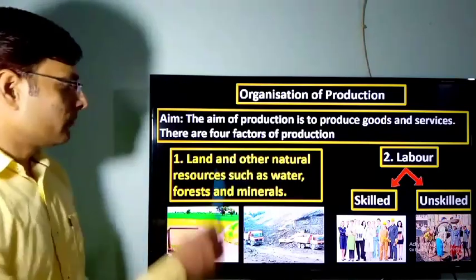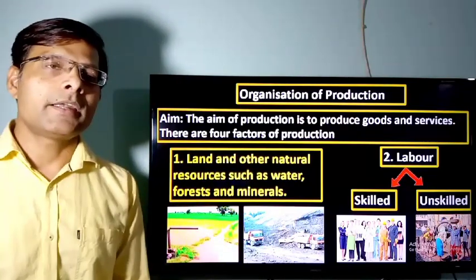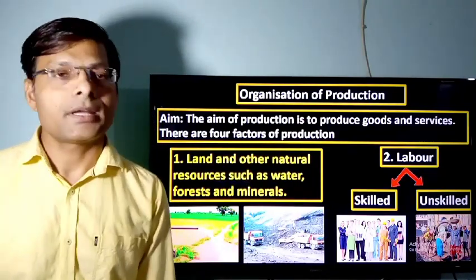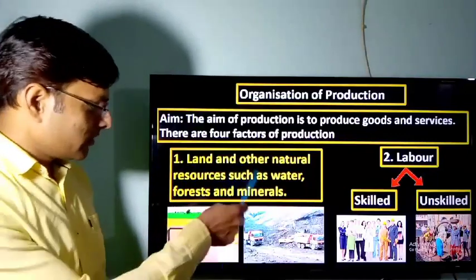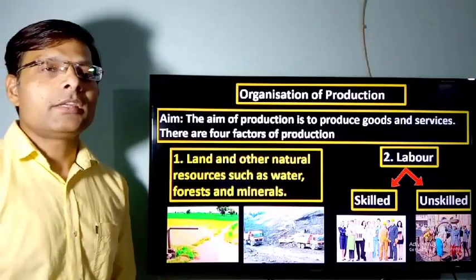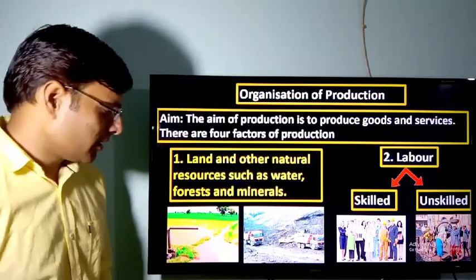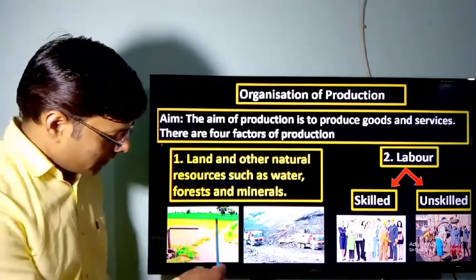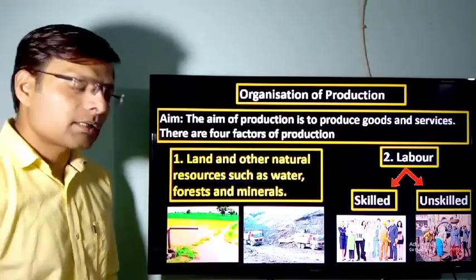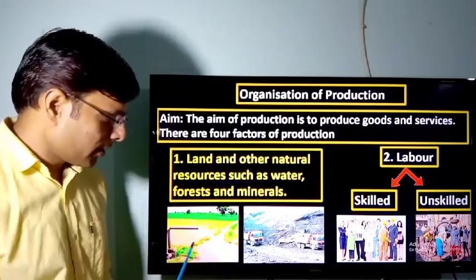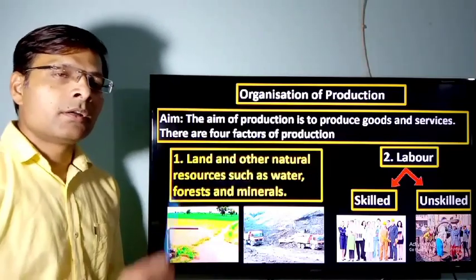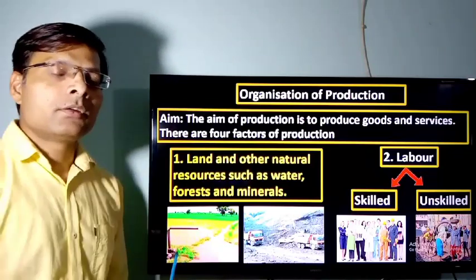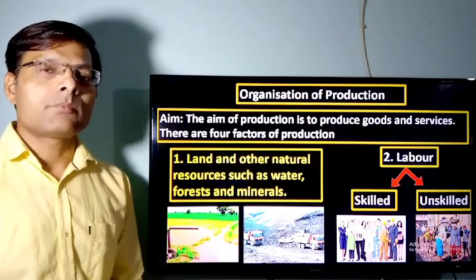So first is land. Land and other natural resources such as water, forest and minerals. These are the factors definitely required for any production activity. Like you see here, agricultural activity is being done. For agricultural activity, we require land, we require water to supply, and we require some other goods and things also. Then the next is labor.